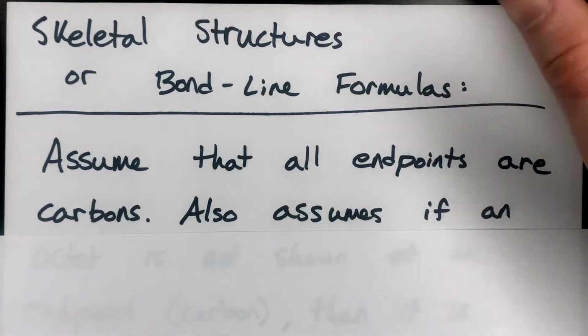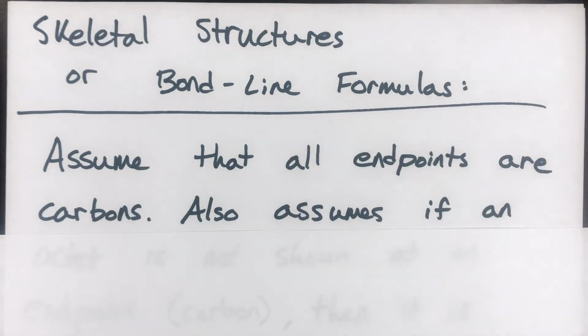First of all, it assumes that all endpoints on your structure are carbons. We'll look at an example and explain what I mean by that, but this is essentially where you're just drawing lines and they're not showing any atoms at all.